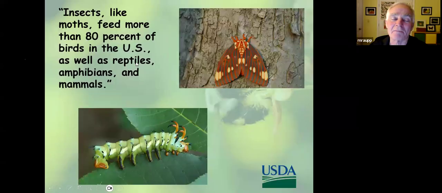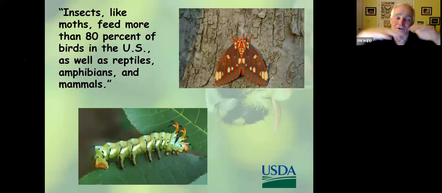Now, why are they important? It's like I said before, gang. Basically, you have your plant world, your primary producers. The next guys up are the primary consumers, things like caterpillars. They form the basis for everybody else above, including so many birds, right? They feed more than 80% of the birds in the United States. So again, pollinators, critically important as both larval and adult stages.